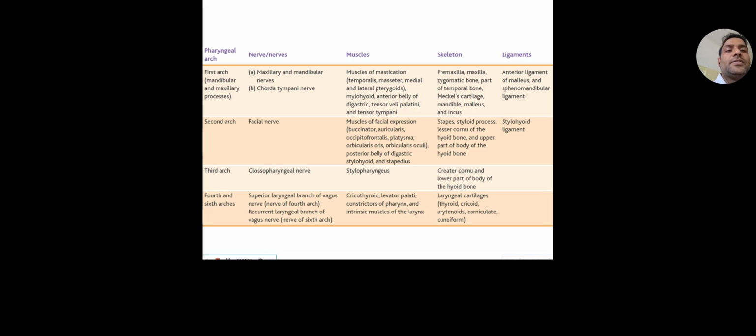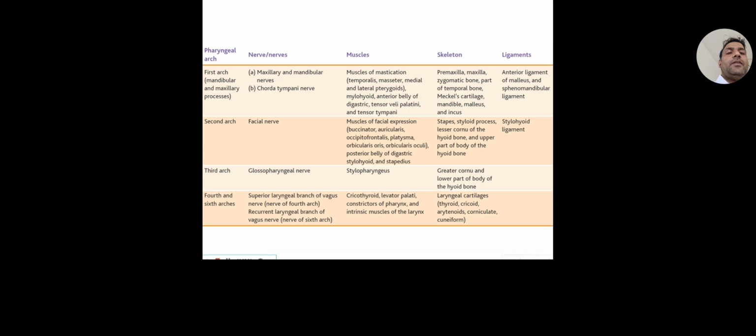The first arch nerves are maxillary and mandibular along with the chorda tympani. Muscles you can remember as "My must tension anti." My means mylohyoid. Must means masticatory muscles. Tension means tensor tympani and tensor palatini. Anti means anterior belly of digastric. Skeleton are the maxilla, zygoma, temporal bones, and Meckel's cartilage gives rise to the ossicles, malleus and incus, along with the ligaments such as the anterior ligament of malleus and sphenomandibular ligament.